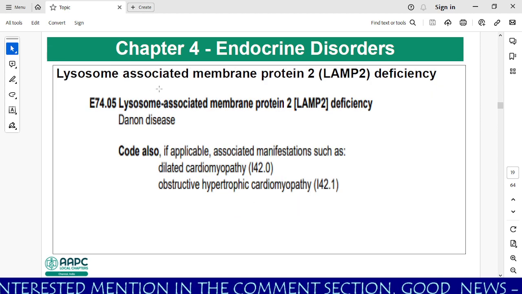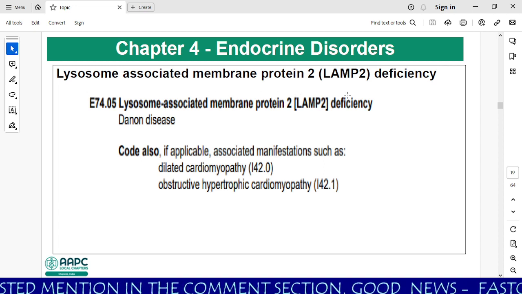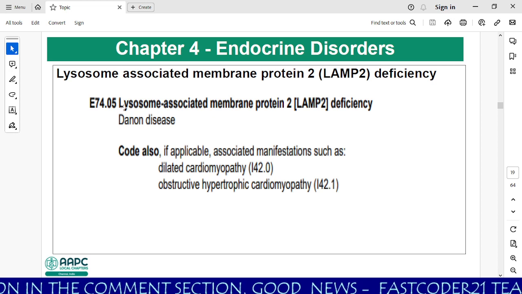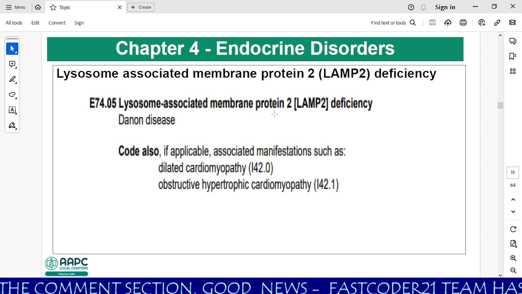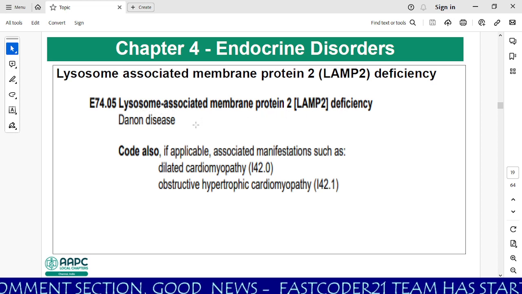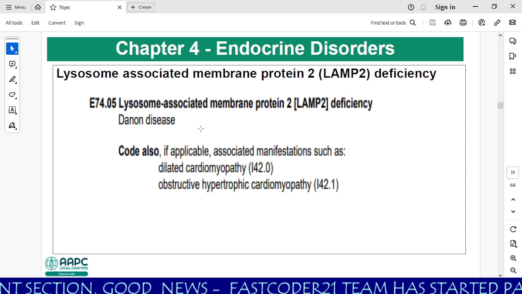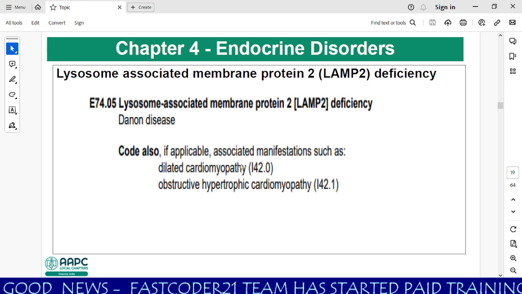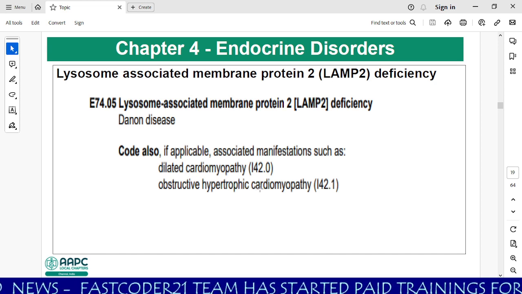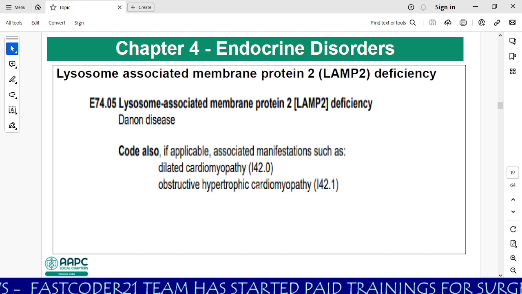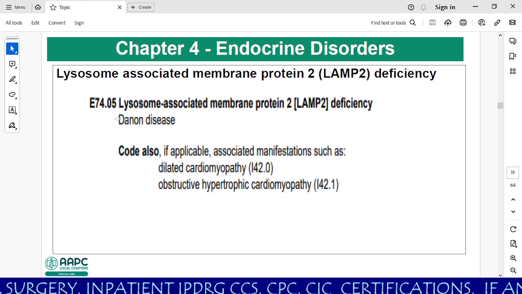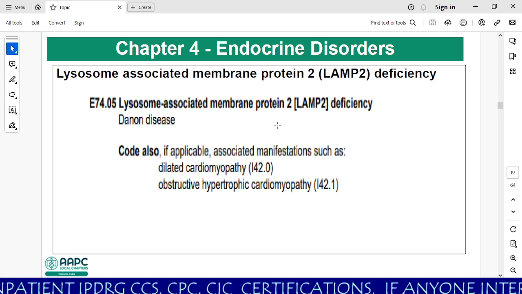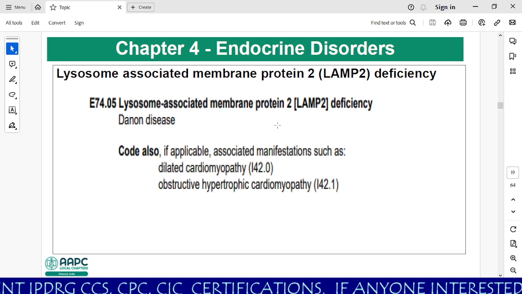Next one is lysosome associated membrane protein 2 deficiency, LAMP2. So here they have added E74.05, lysosome associated membrane protein 2 deficiency. Usually we will call it Danon disease. So here, if it is possible or applicable, we need to code dilated cardiomyopathy and obstructive hypertrophic cardiomyopathy. So this E74.05, lysosome associated membrane protein 2 LAMP2 deficiency, is the new CC.